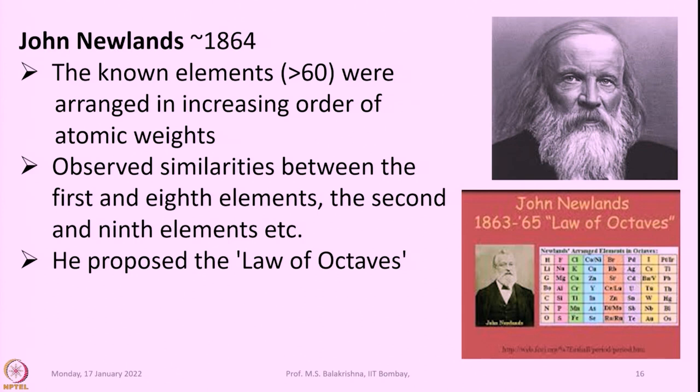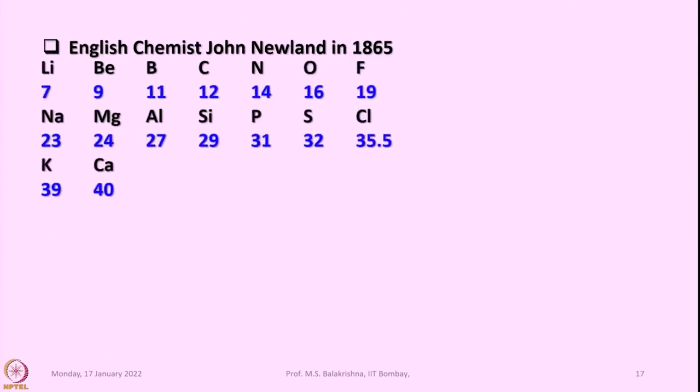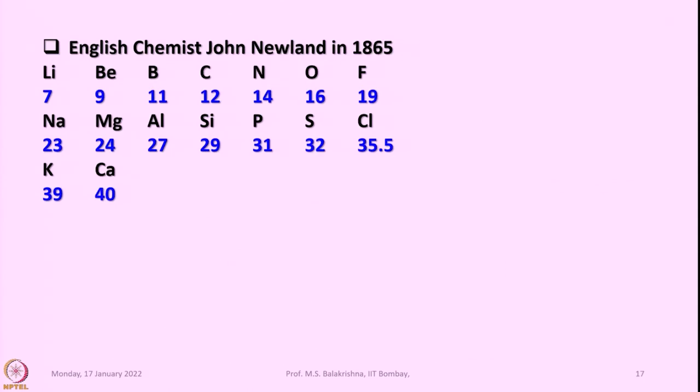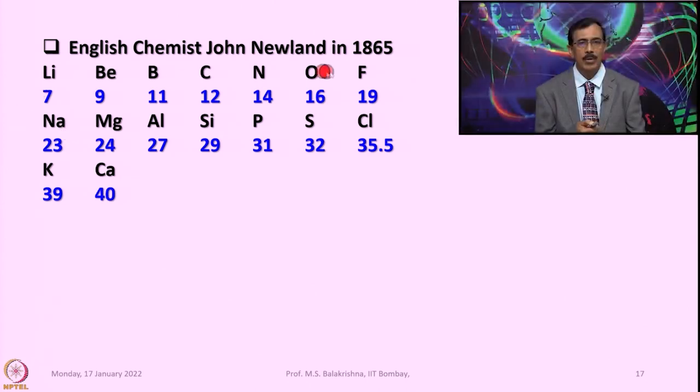So he proposed the law of octaves, and you can see here, using the law of octaves, he proposed this periodic table in 1864. So this is how he arranged the known elements. For example, you can see here, lithium is there, if you count 7, the 8th one is coming below, and then after, again the 8th one is coming below.